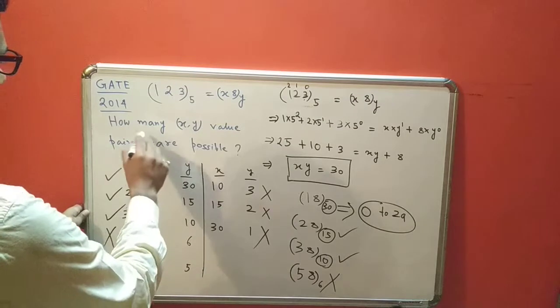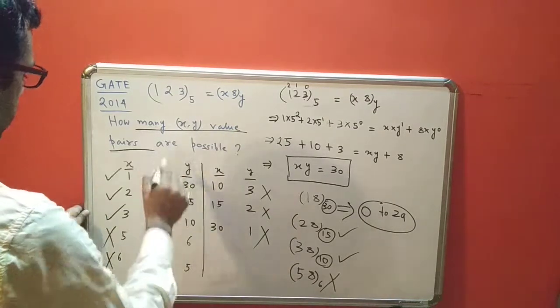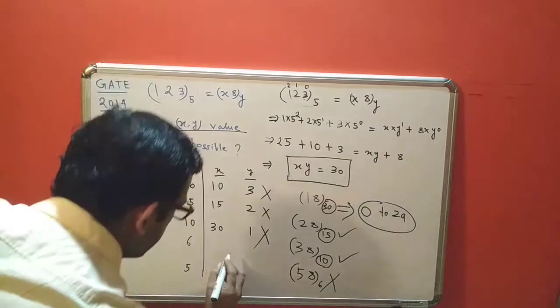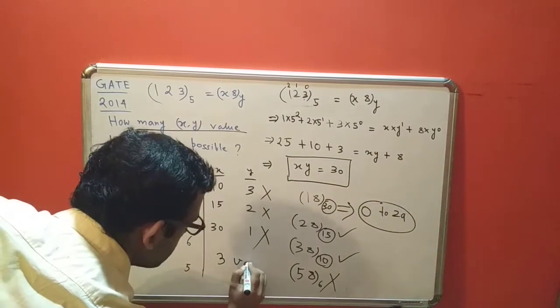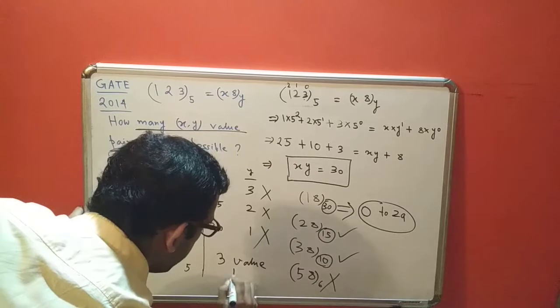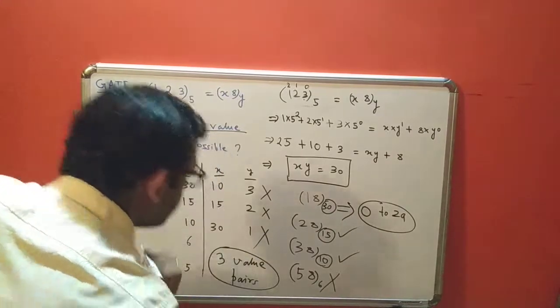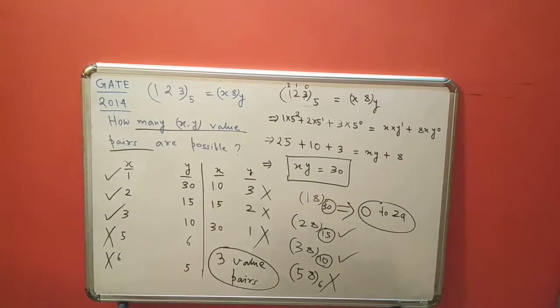So, how many xy value pairs are we getting? 1, 2, 3. So, the final answer is 3 value pairs. We are getting 3 valid value pairs. Okay? I hope this helps. Thank you.